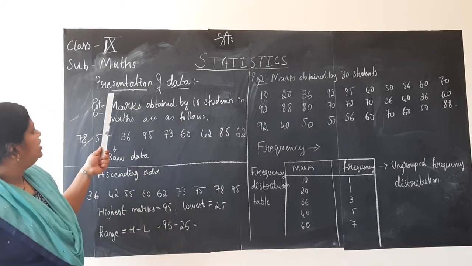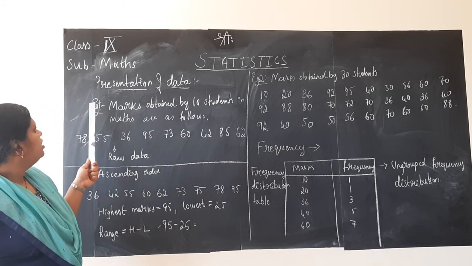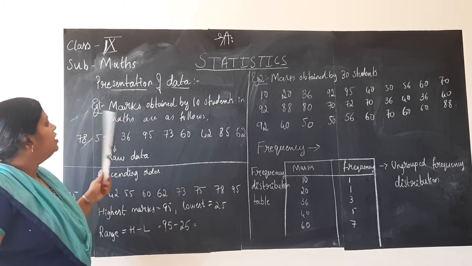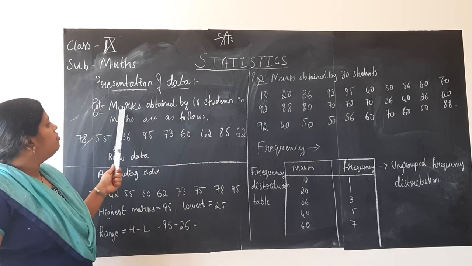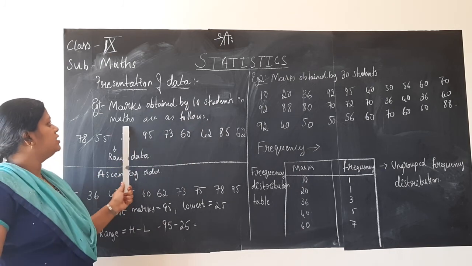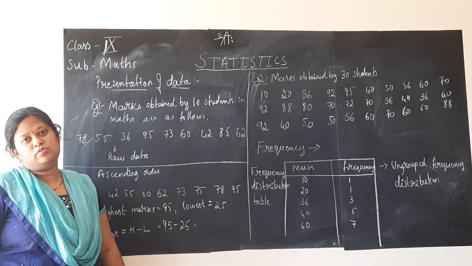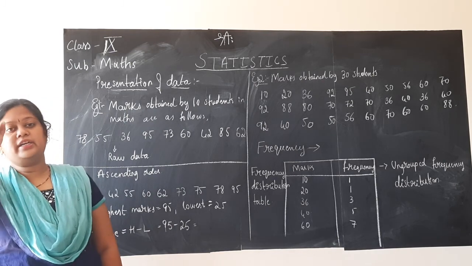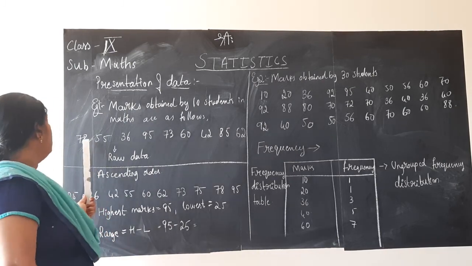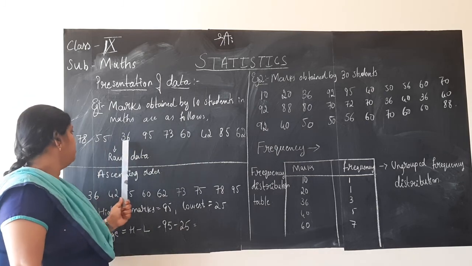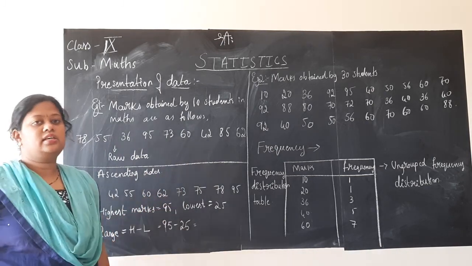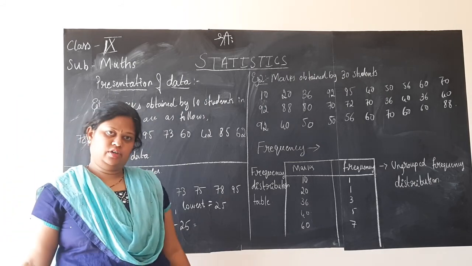To understand this, we will learn through examples here. First example, I have chosen here: marks obtained by 10 students in maths are as follows. So in the mathematics test, the marks scored by 10 students are given here. Like 78, 55, 36, 95, 73, like this, children. The data is given to you, the marks are given to you.